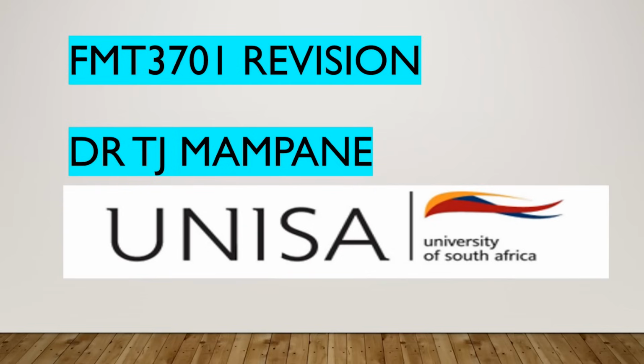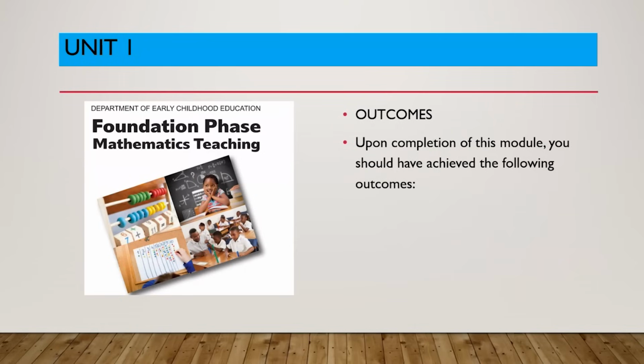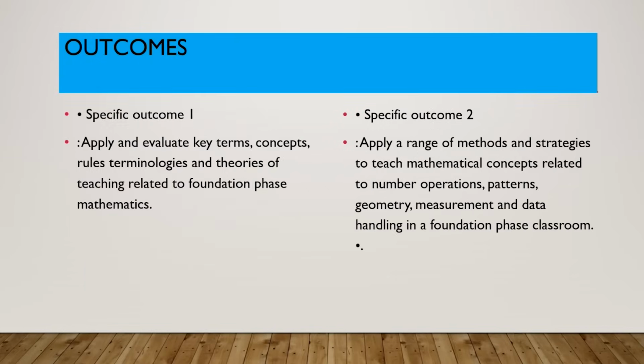I'm going to begin with our outcomes on what you should be able to do by the end of the module, because this is an exit module, meaning that when you finish this degree, you should be able to do the following things. Number 1, you should be able to apply and evaluate key terms. When I'm referring to key terms, I'm speaking about understanding what mathematics is, understanding what counting is, having a number sense, and being able to use basic mathematical concepts such as number operations, geometry, patterns, measurement, data handling.